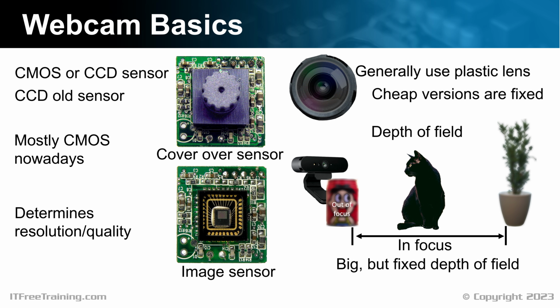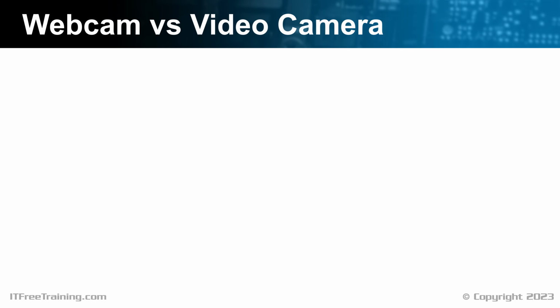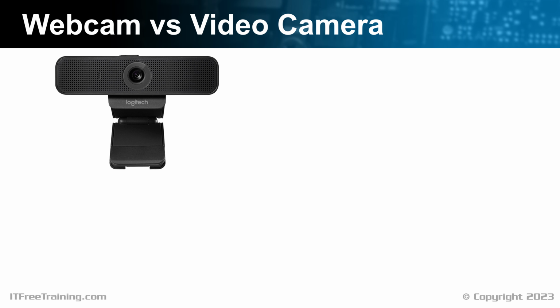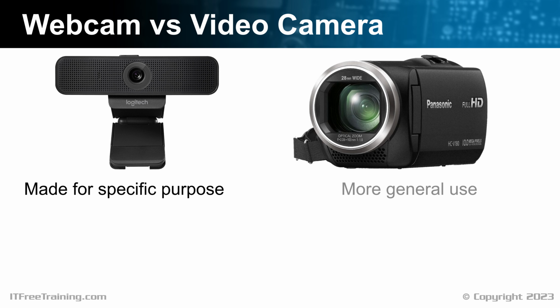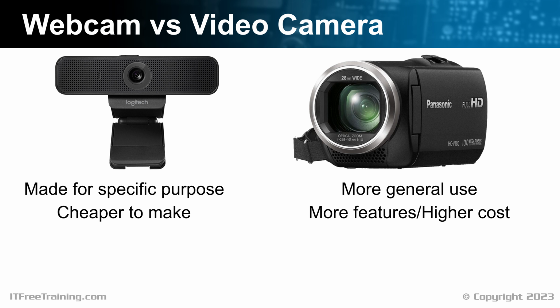So now that we have a basic understanding of how webcams work, what is the disadvantage of using them compared to a regular camera? The point to remember with a webcam is that it is designed with a specific purpose in mind. By contrast, a video camera is made for more general use. So generally speaking, webcams will be cheaper to make than a video camera. This is because the additional features of a video camera increase the manufacturing costs.